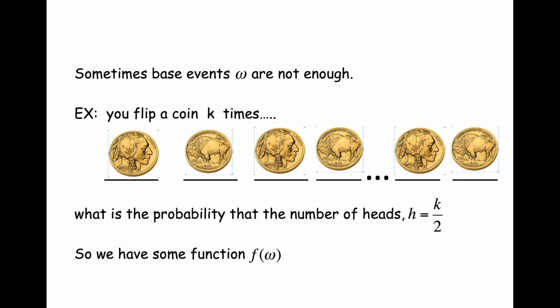Sometimes you have some base event, like a die roll, and the individual event that you observe, like small omega, they're not enough. For example, let's say you flip a coin k many times, and let's, for the sake of argument, say k is always going to be even. So you're going to flip a coin 4 times, 8 times, what have you. One question that someone might want to ask is, what's the probability that the number of heads in k flips is going to be k over 2, that half of these coin flips are going to result in a heads?